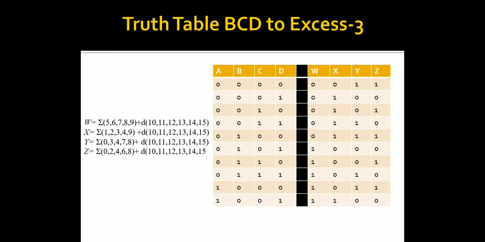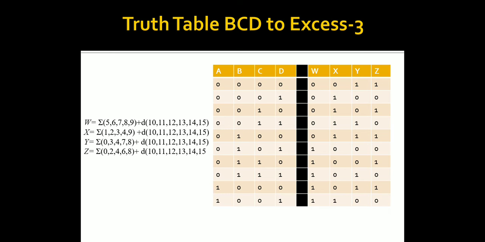In this truth table, on the left hand side we have 4 bits A, B, C, D. These bits are used to represent the BCD numbers. We see that in the first row we have 0000, and in the last I have 1001, that means 9. It means A, B, C and D are used to represent the BCD numbers which are from 0 to 9.